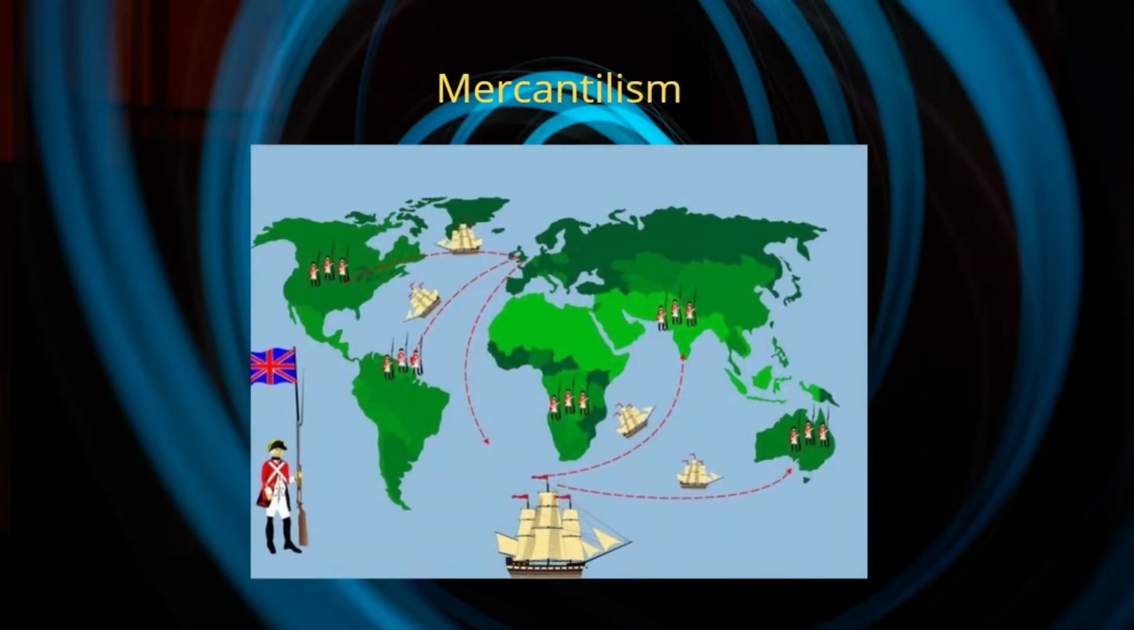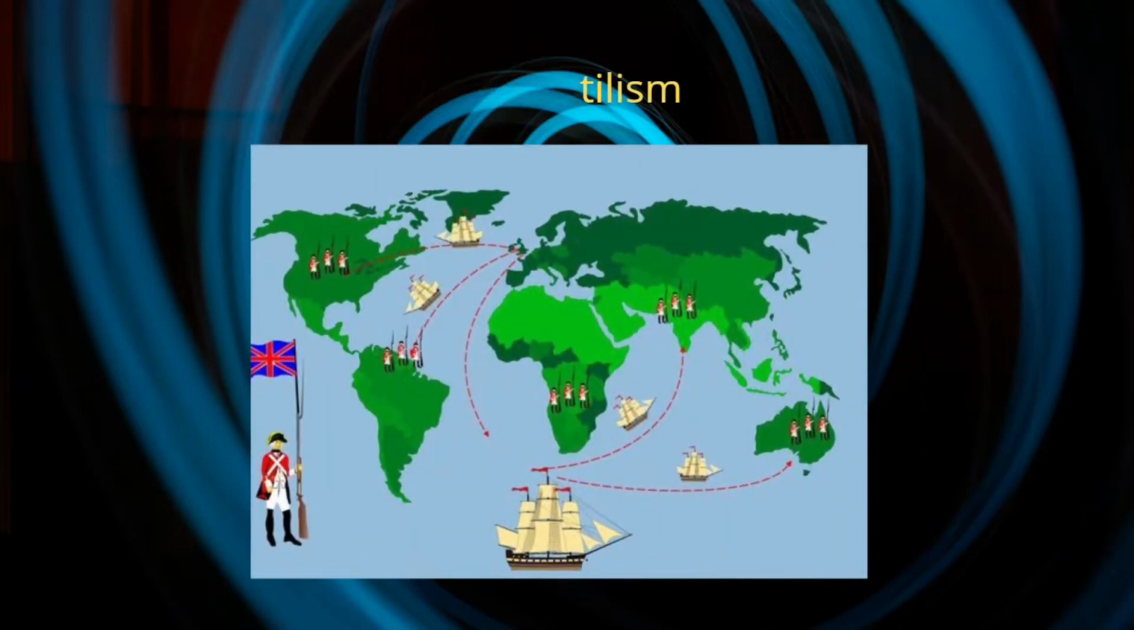Mercantilism. Mercantilism is an economic theory about the world economy. Mercantilists believed that to become wealthy, a country must acquire gold and silver. A country could do this by selling more goods to other countries than it bought from them. This would cause more gold and silver to flow into the country than flowed out to pay for products from other countries.